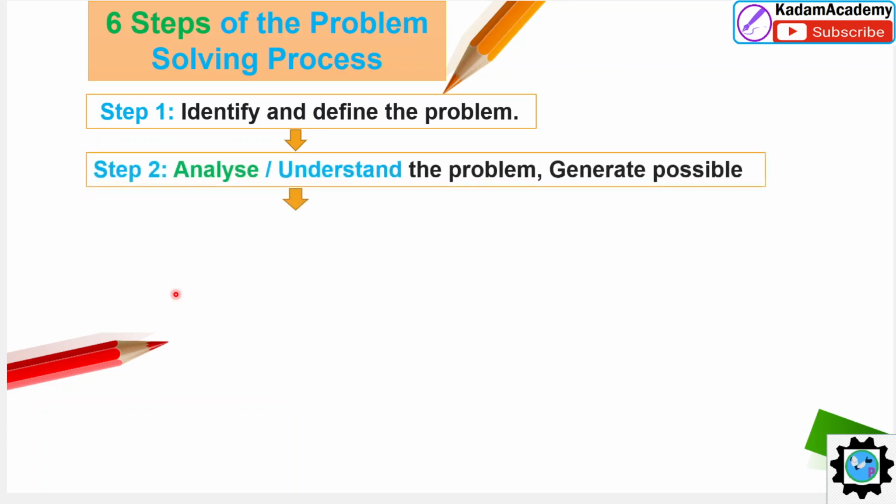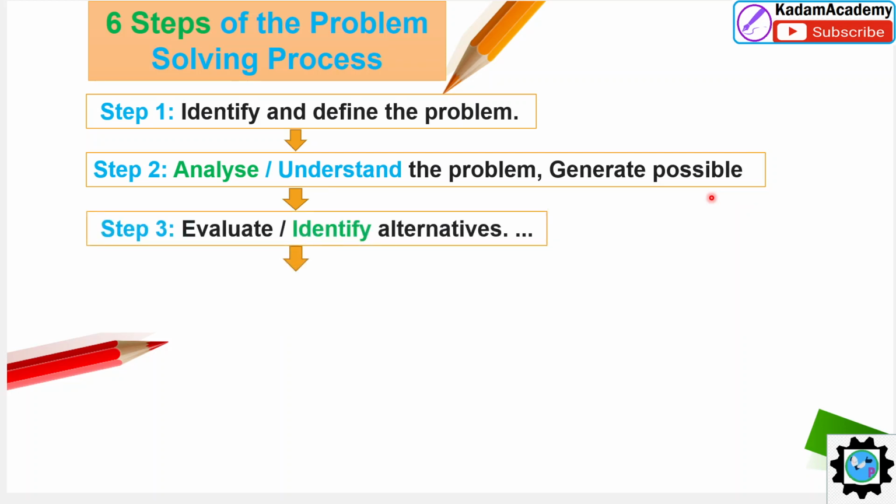Step 2, analyze and understand the problem. Here we have to generate the possible solutions. How will the possible solutions come out? The next step, the third step, is to evaluate and identify alternatives of the solution.